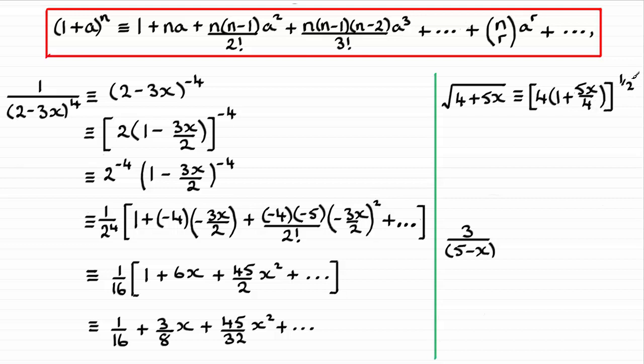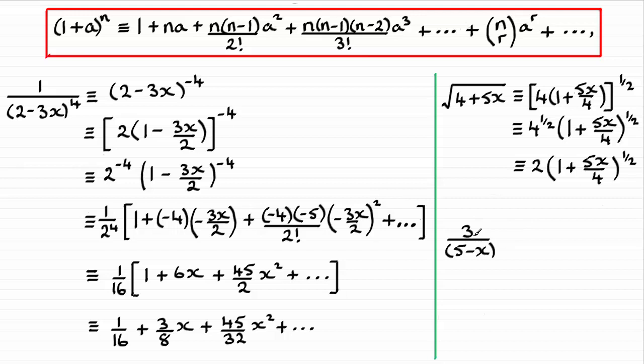And then I can use that power on both the 4 and the bracket. So we end up with 4 to the half times that bracket to the power half. And 4 to the power half is the square root of 4, so I can then rewrite that as 2 times this bracket to the power half. And then we would carry on by expanding the bracket and then finally multiplying out by the 2.